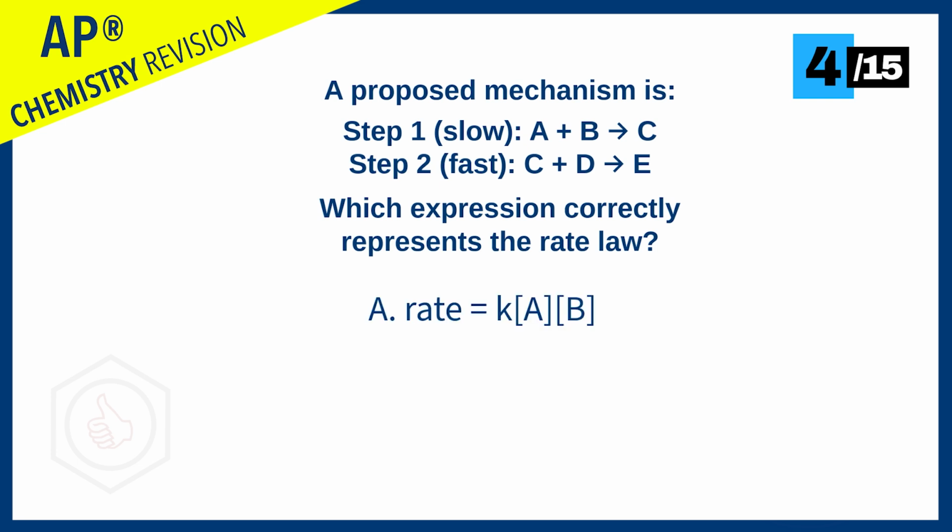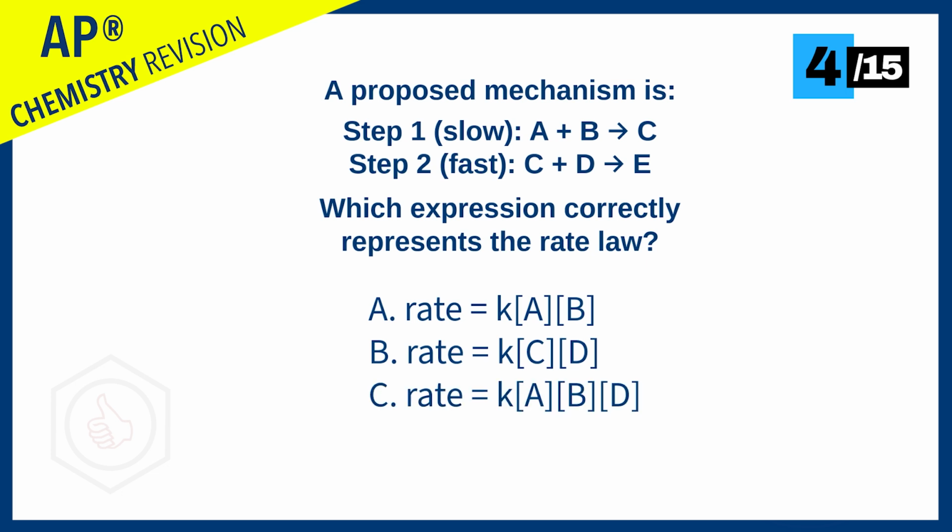Rate equals rate constant k multiplied by concentration of A times concentration of B. Rate equals rate constant k multiplied by concentration of C multiplied by concentration of D. Rate equals rate constant k multiplied by concentration of A multiplied by concentration of B multiplied by concentration of D, or rate equals rate constant k multiplied by the concentration of E.